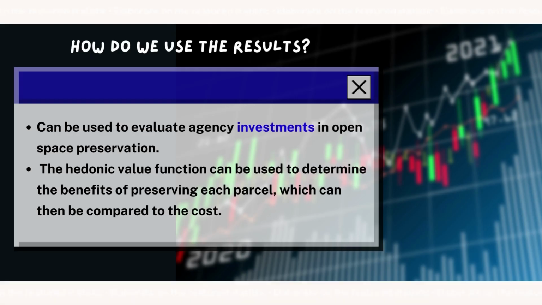How do we use the results? The results can be used to evaluate agency investments in open space preservation. For example, specific parcels may be under consideration for protection. The hedonic value function can be used to determine the benefits of preserving each parcel, which can then be compared to the cost.